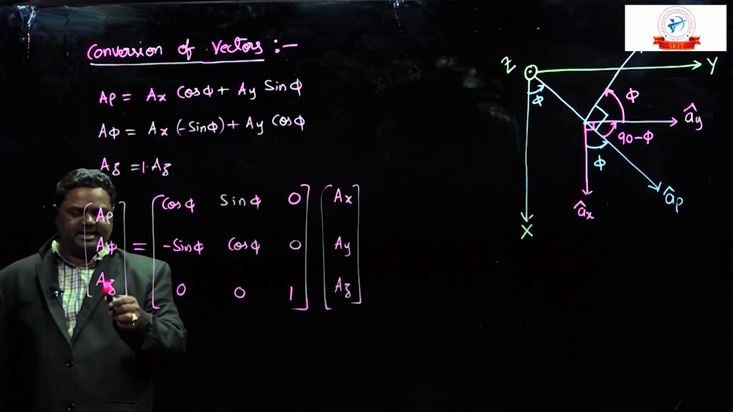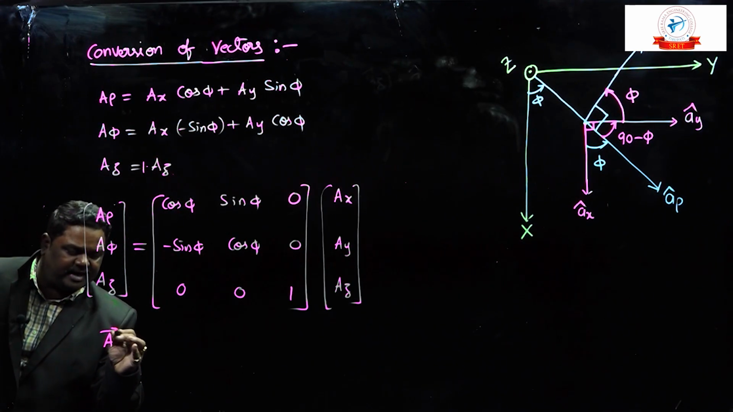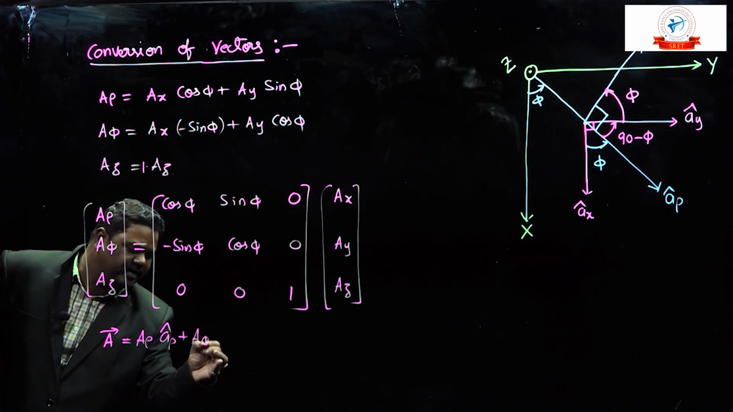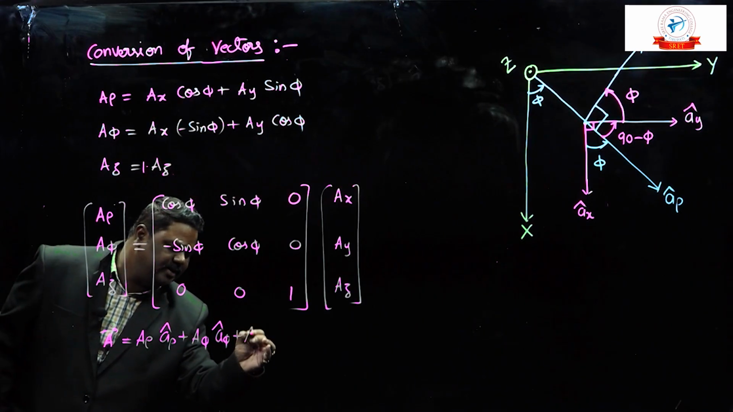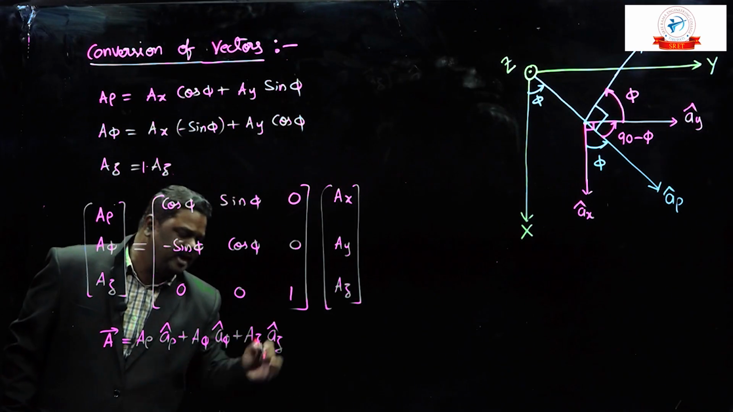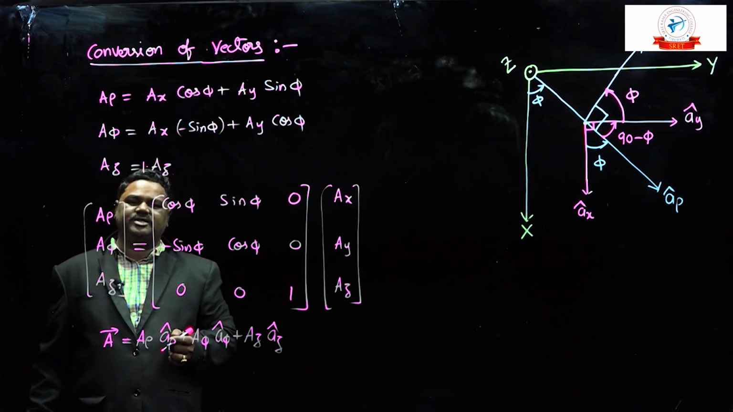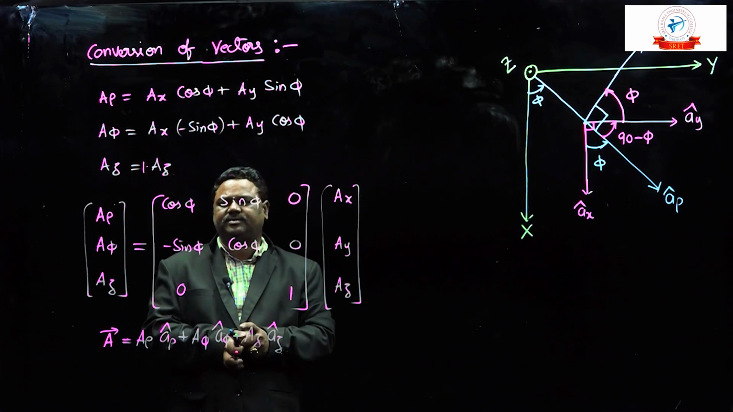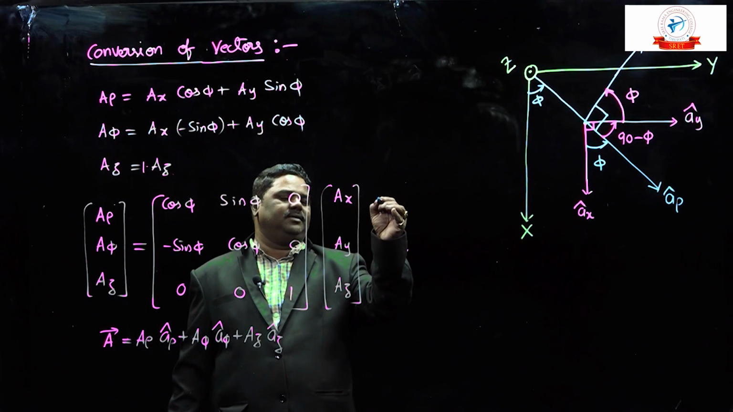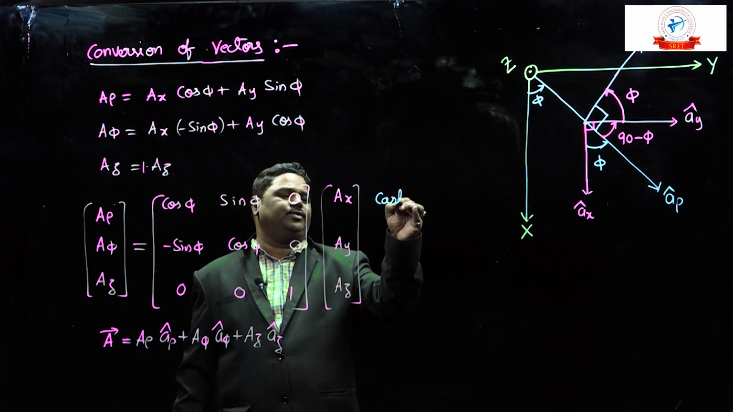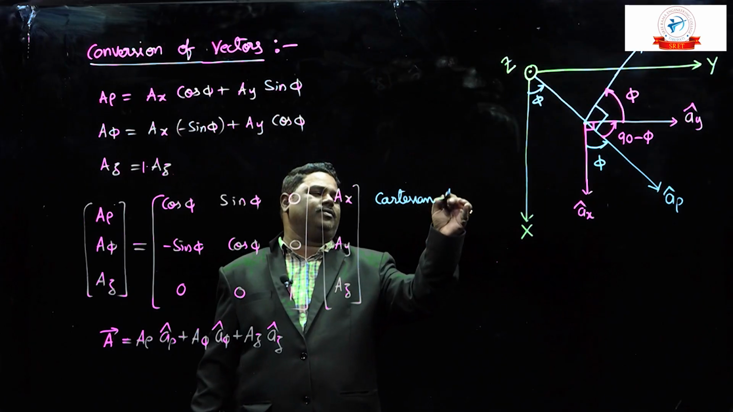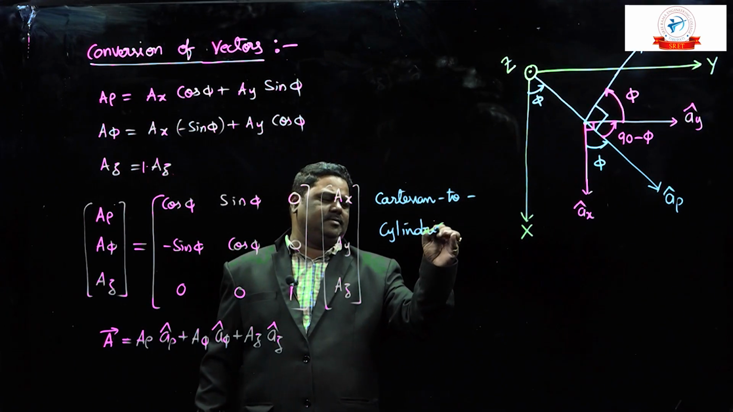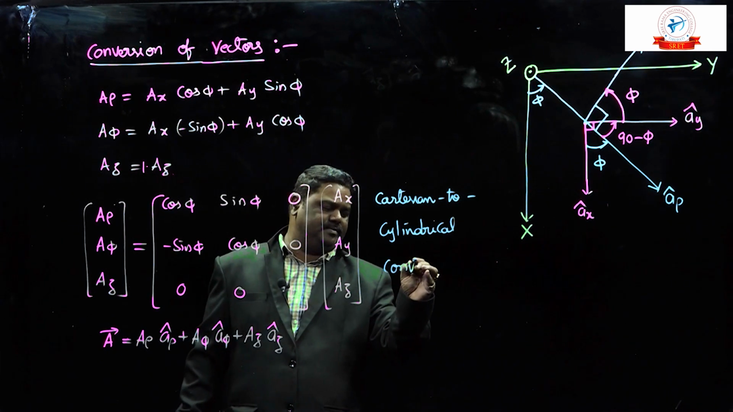Once we obtain these components, we write the vector in cylindrical as a rho into a rho cap plus a phi into a phi cap plus az into az cap. This gives us the vector in cylindrical when we know the vector in Cartesian. So this conversion is called the Cartesian to cylindrical conversion.